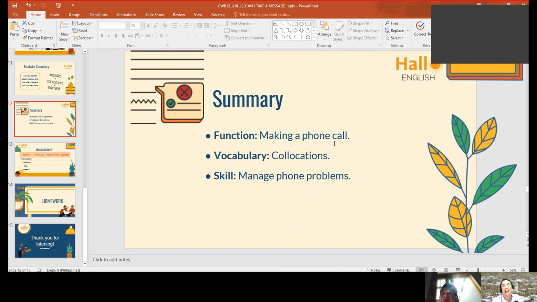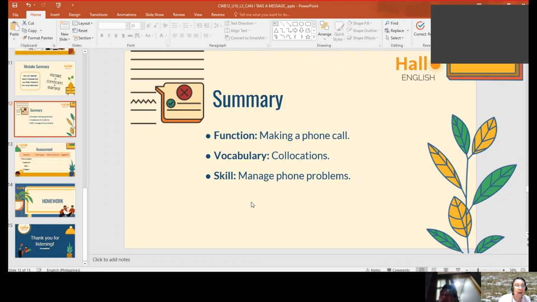So, making a phone call. We have to remember that we have the so-called receiver and the so-called caller. Then we also studied collocations. When we talk about collocations, that means it's a combination of not just one word, but two words or phrases, right?